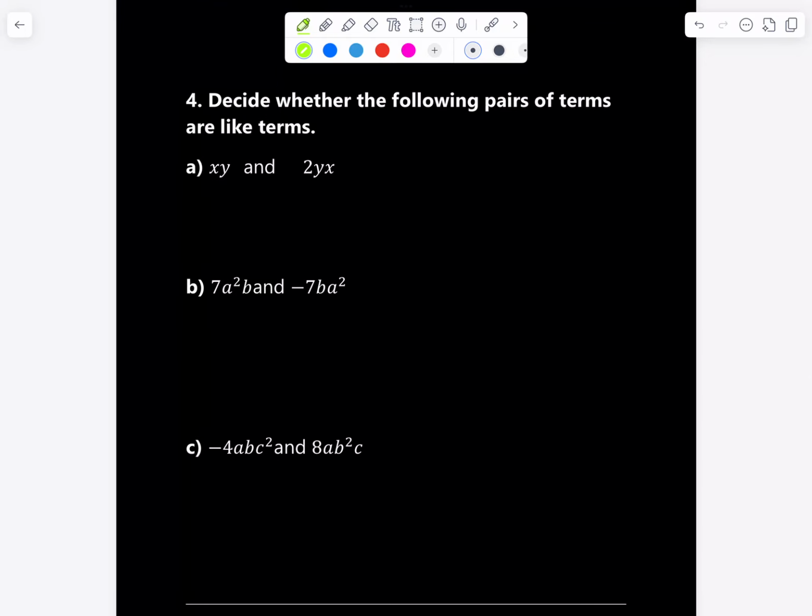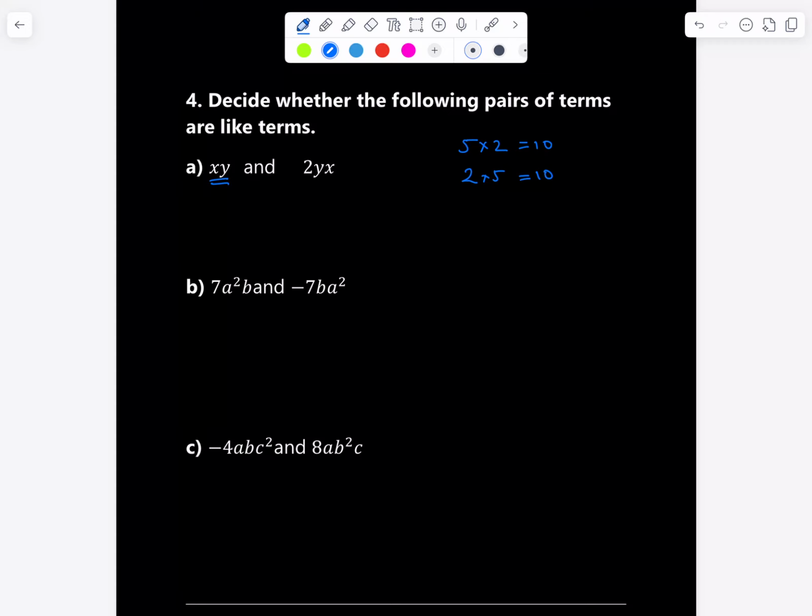Question 4. Decide whether the following pairs are like terms or not. Like terms need exactly the same letters, but it doesn't matter the order. The order doesn't matter because when we multiply, we get the same answer. For instance, if I asked you what 5 times 2 is, or what 2 times 5 is, the order doesn't matter. Both of them would give you 10. So that's why in algebra, when you've got pronumerals, letters next to each other, we're just multiplying them. And the order doesn't matter, because when you multiply, you get the same answer.